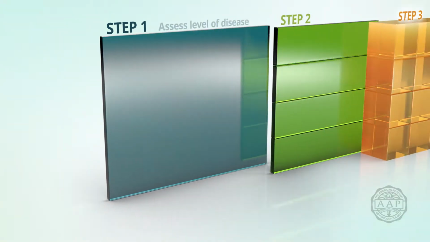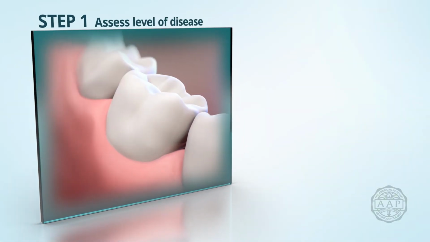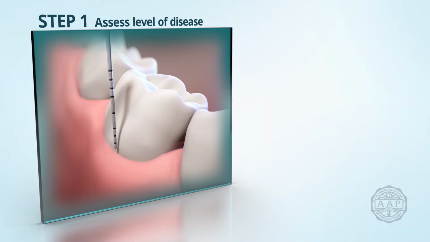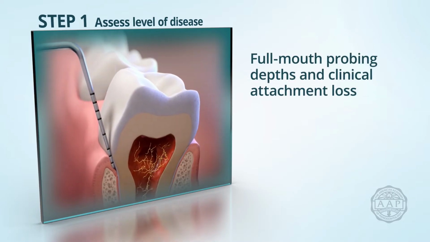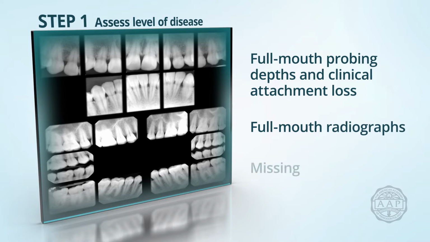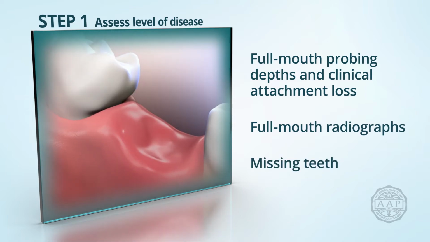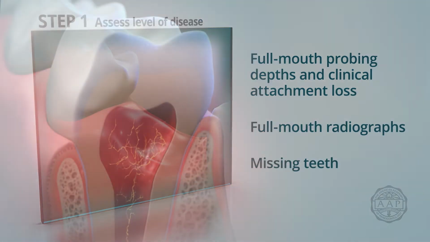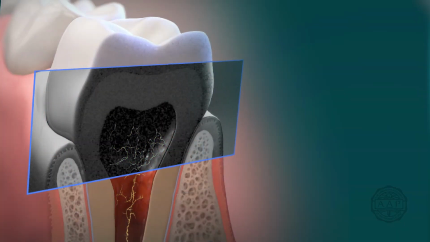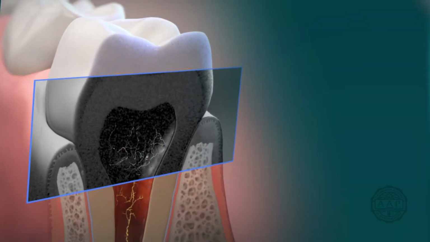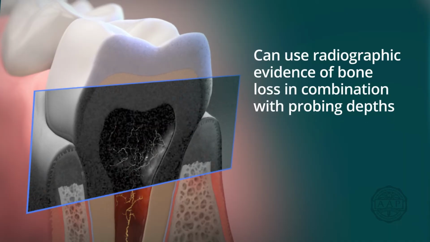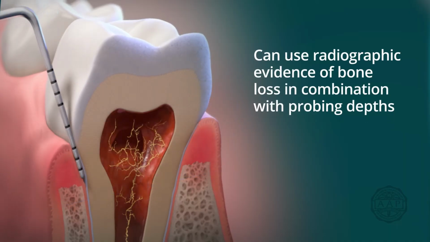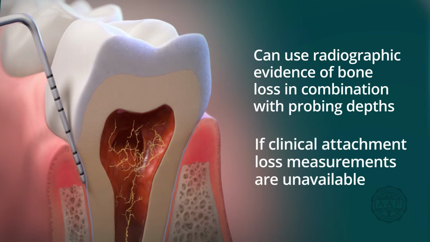Step 1. Assess the level of disease. The clinical examination still utilizes full mouth probing depths and clinical attachment loss, full mouth radiographs, and missing teeth due to periodontitis. Although clinical attachment loss is the most relevant clinical parameter in measuring the severity of periodontitis, radiographic evidence of bone loss in combination with probing depths may be used if clinical attachment loss is unavailable.